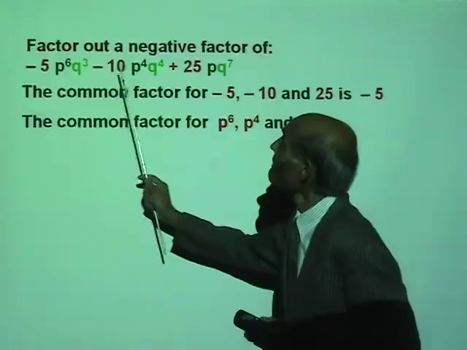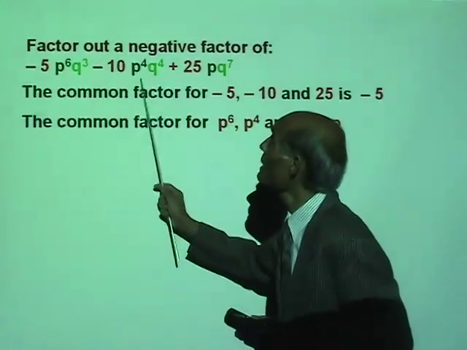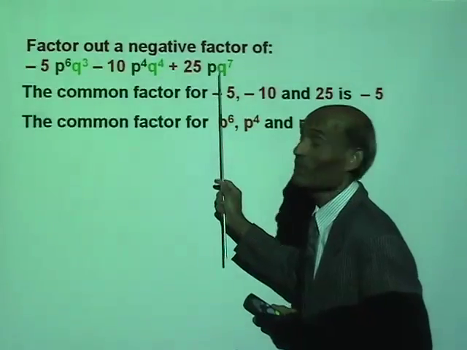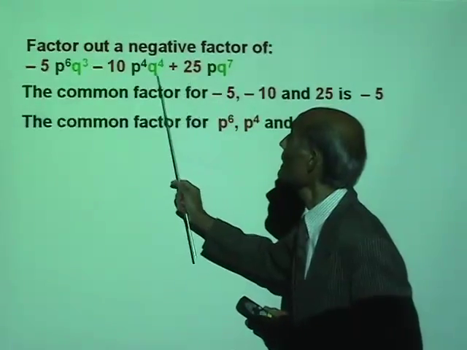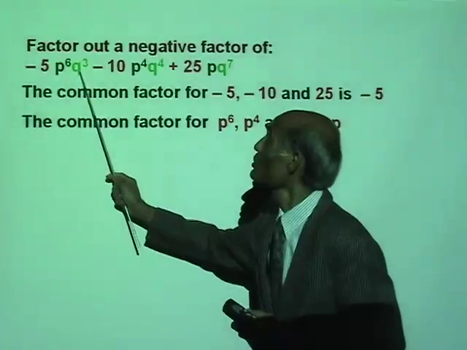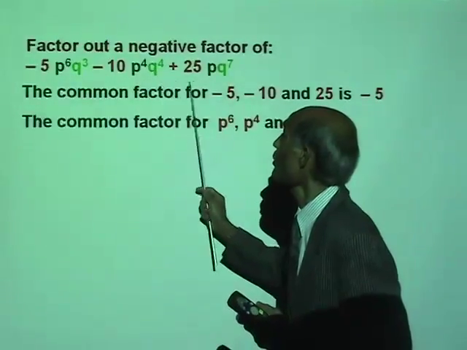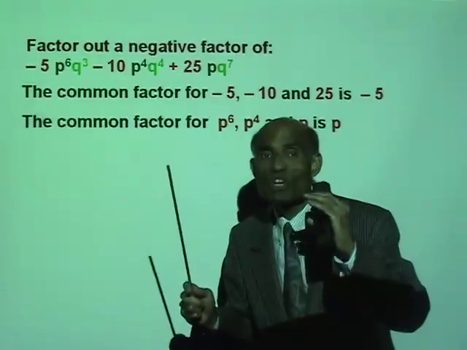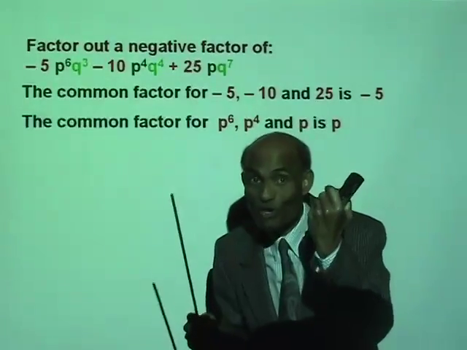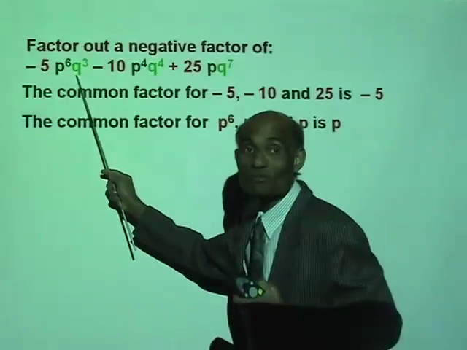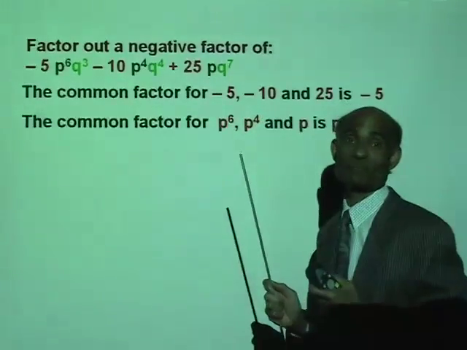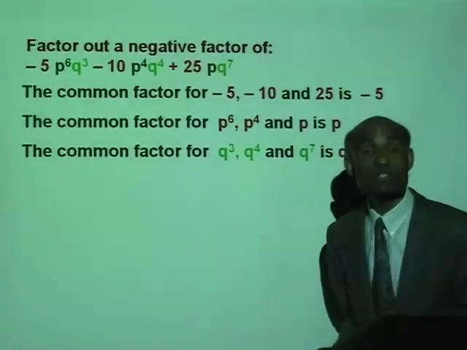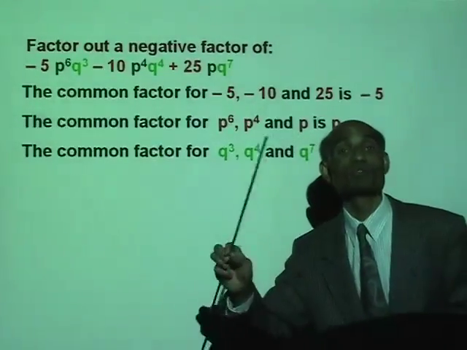Alright, what is the common factor of q cube, q to the power 4, and q to the power 7? Can you tell me that? Q cube, q to the power 4, and q to the power 7. Among terms like this, the common factor is the smallest power. Q to the power of 3 is the common factor.